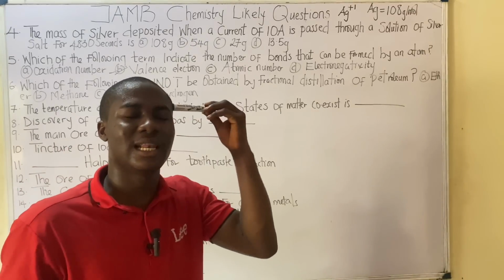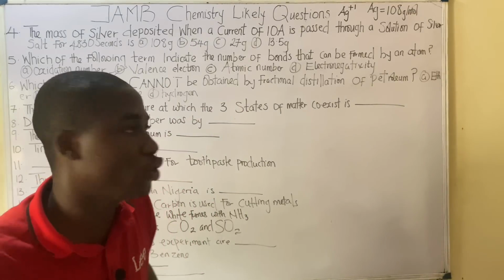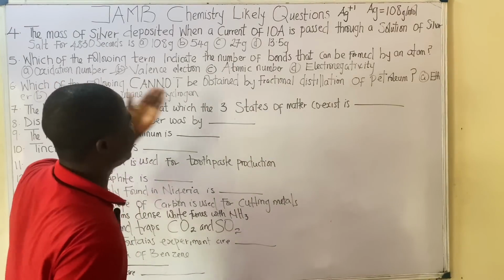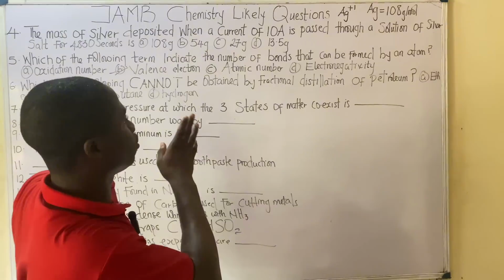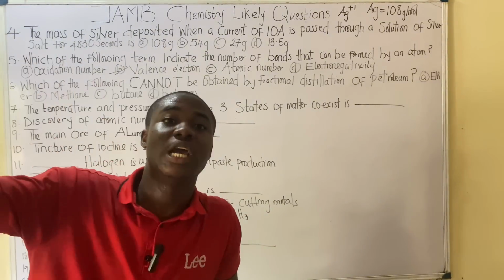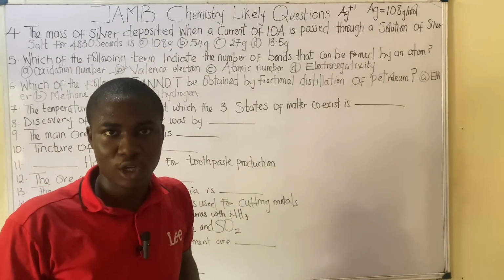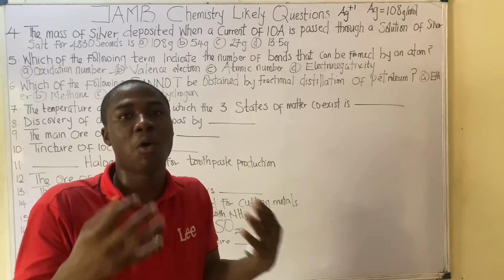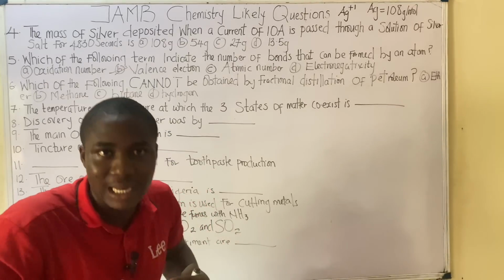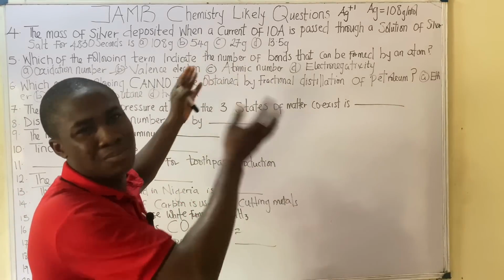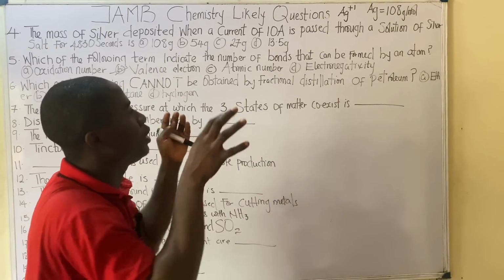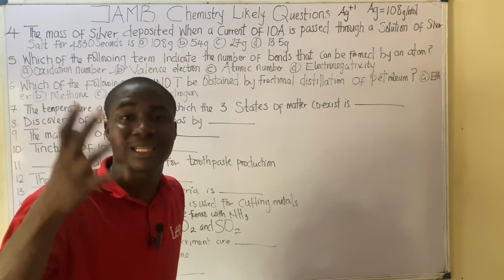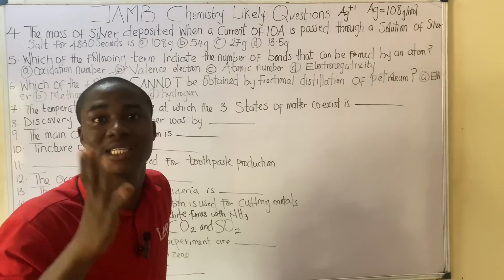It is the valence electron that determines the bond that element should have, not atomic number or oxidation number or electronegativity. Electronegativity here is not relating to this. Electronegativity is on the topic of the periodic table. Do you understand? It is the tendency of a particular atom to attract electrons to itself. It's quite different from what this question is talking about. So note this: the term that has to do with the type of bond a particular element or atom should have is the valence electron.